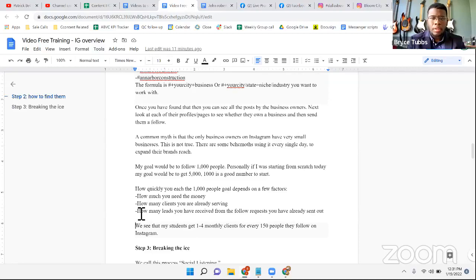However, it's generally a pretty easy goal depending on what your goals are. Now, how quickly we actually go and send out 1,000 follow requests depends on a few factors, like how much money do you need? How many clients are you already serving? If you already have a bunch of clients, you probably don't need to send out 1,000 follow requests, right? It just depends on where you're starting. Next is how many leads have you received from the follow requests you already sent out? Depending on the time of year that you're doing it, like right now is really, really hot for our industry, right?